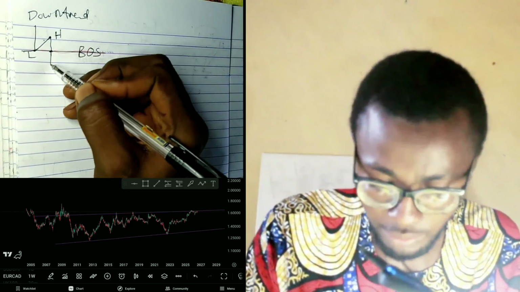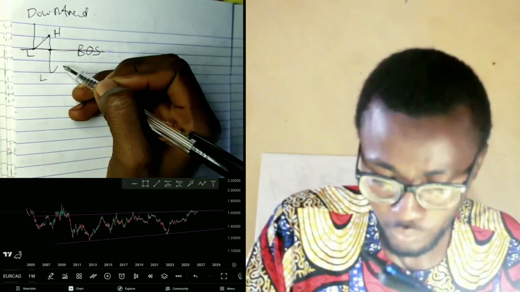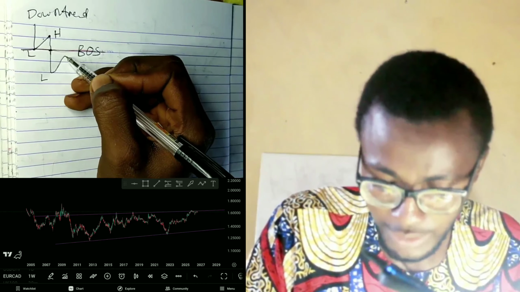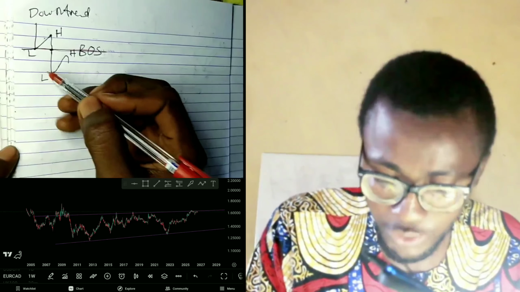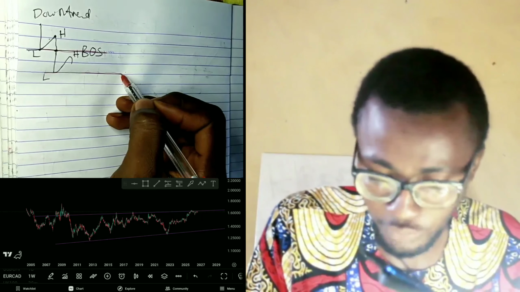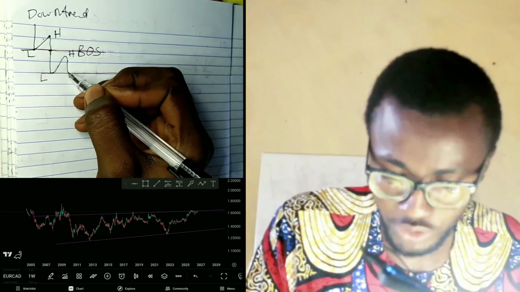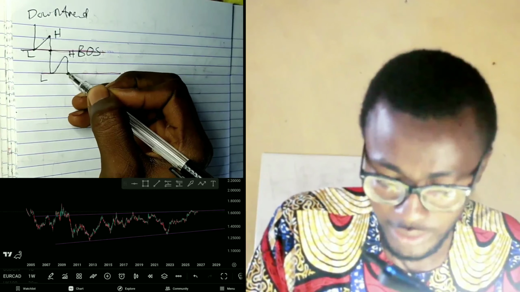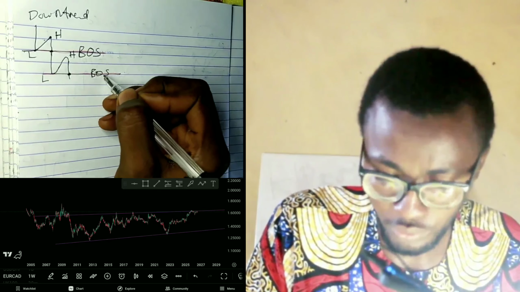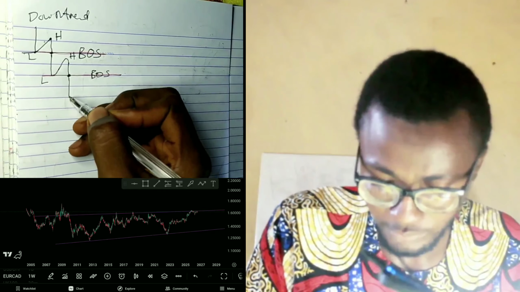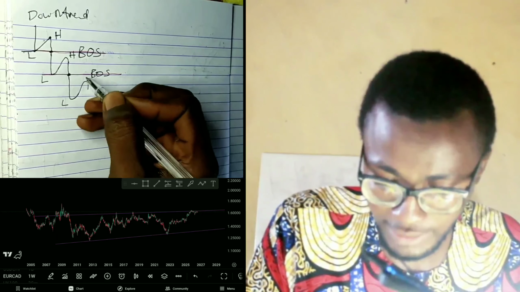Now, it came down, it reverses, this is a low. It comes up, it reverses, this is a high. Now, take note of this low. As it goes down, touches here, this is the level of the low. It broke the low. This is what they call break of structure. It goes down, it reverses. This is a low. It comes here, it reverses. This is a high.